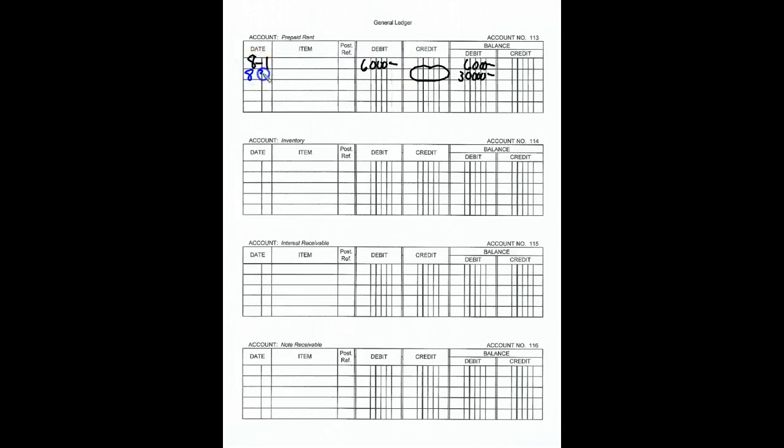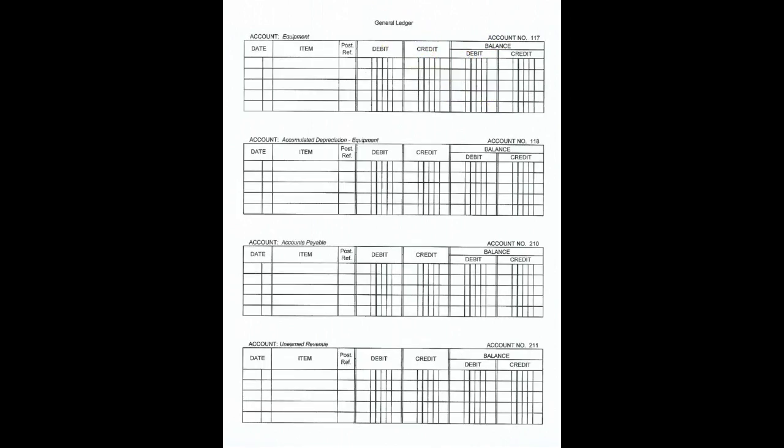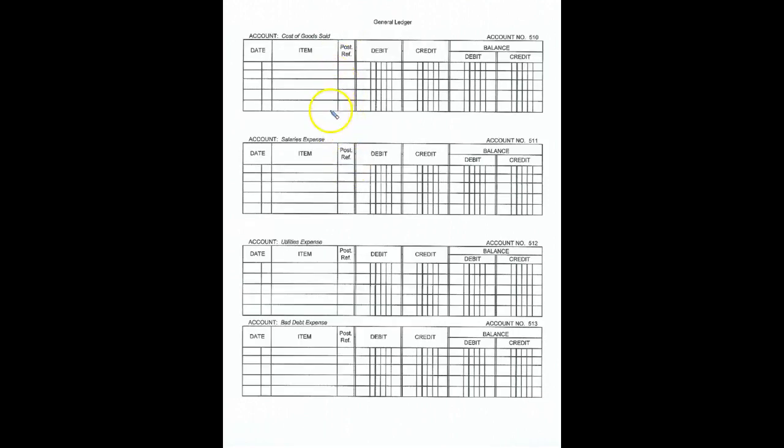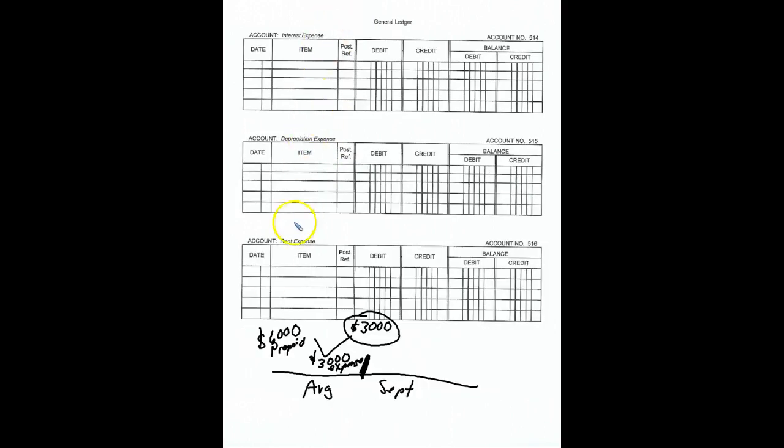So on 8/31, I have a $3,000 credit. And if I have a debit of $6,000 and a credit of $3,000, 6 minus 3 gives me a $3,000 balance. And then I also need to go post rent expense. Here we go. On 8/31, we had a debit to that account of $3,000, and that gives a $3,000 balance. So now we have $3,000 in prepaid, and we have a $3,000 balance in rent expense. And that's our adjusting journal entry, and how to solve for those.